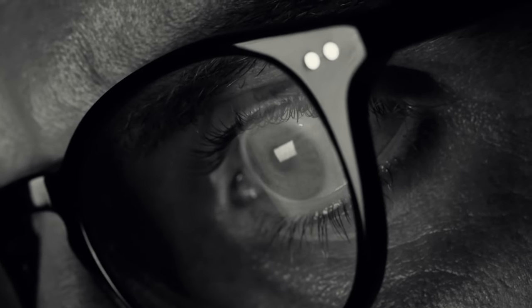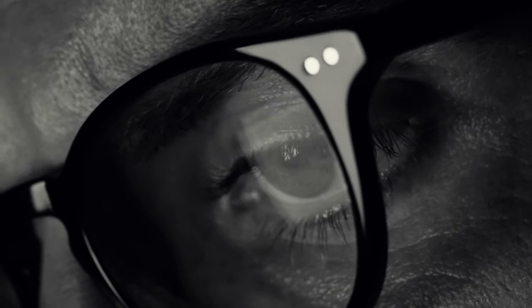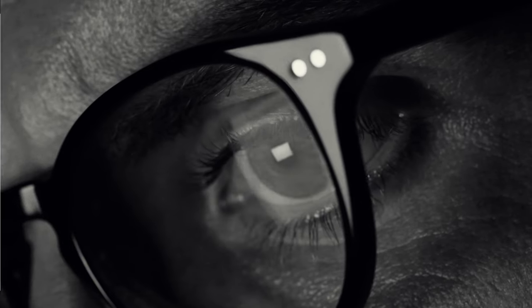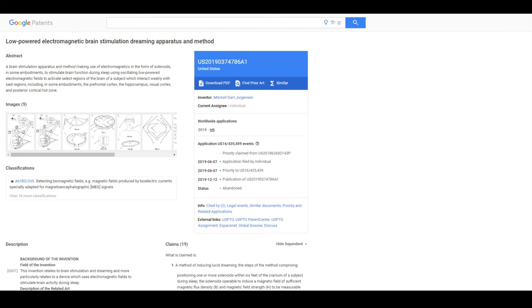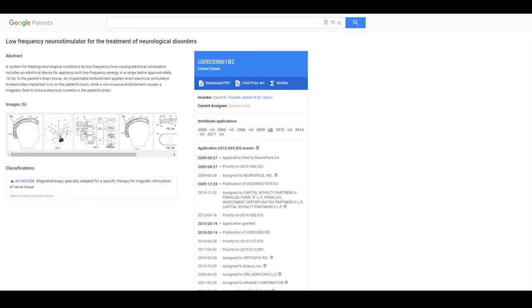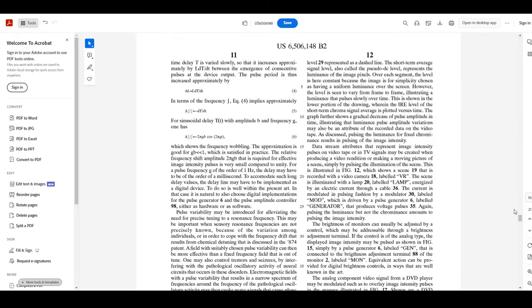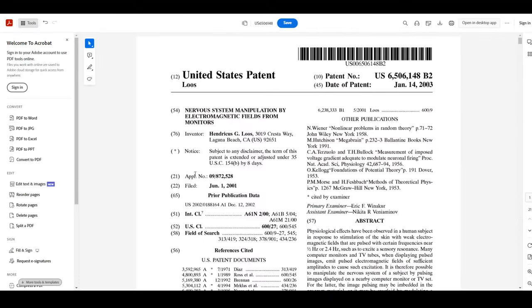Turns out, there are actually a multitude of medically relevant patents to draw from that demonstrate the basic premise of EMF nervous system manipulation. There's this one, for example, that pertains to pulsed EM fields for the purpose of treating neurological disorders. There's this one, which uses electromagnetic brain stimulation to manipulate dreaming. And then there's this one, where, quote, an electrical device applies low-frequency energy in a range below approximately 10 hertz to the patient's brain tissue, end quote. Remember, the original patent we're discussing today, US6506148B2, pertains to frequencies near 0.5 hertz or 2.4 hertz.